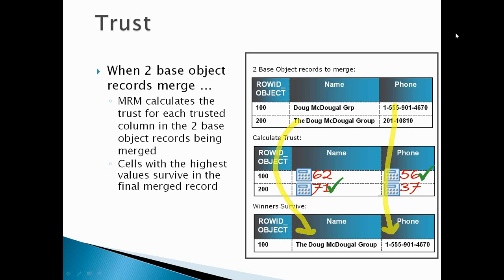So how did it decide this second row name is correct? The 200, yeah, it's got the highest trust, 71. Yes, correct. But how did it come up with that 71? Yeah, that is what it was like.